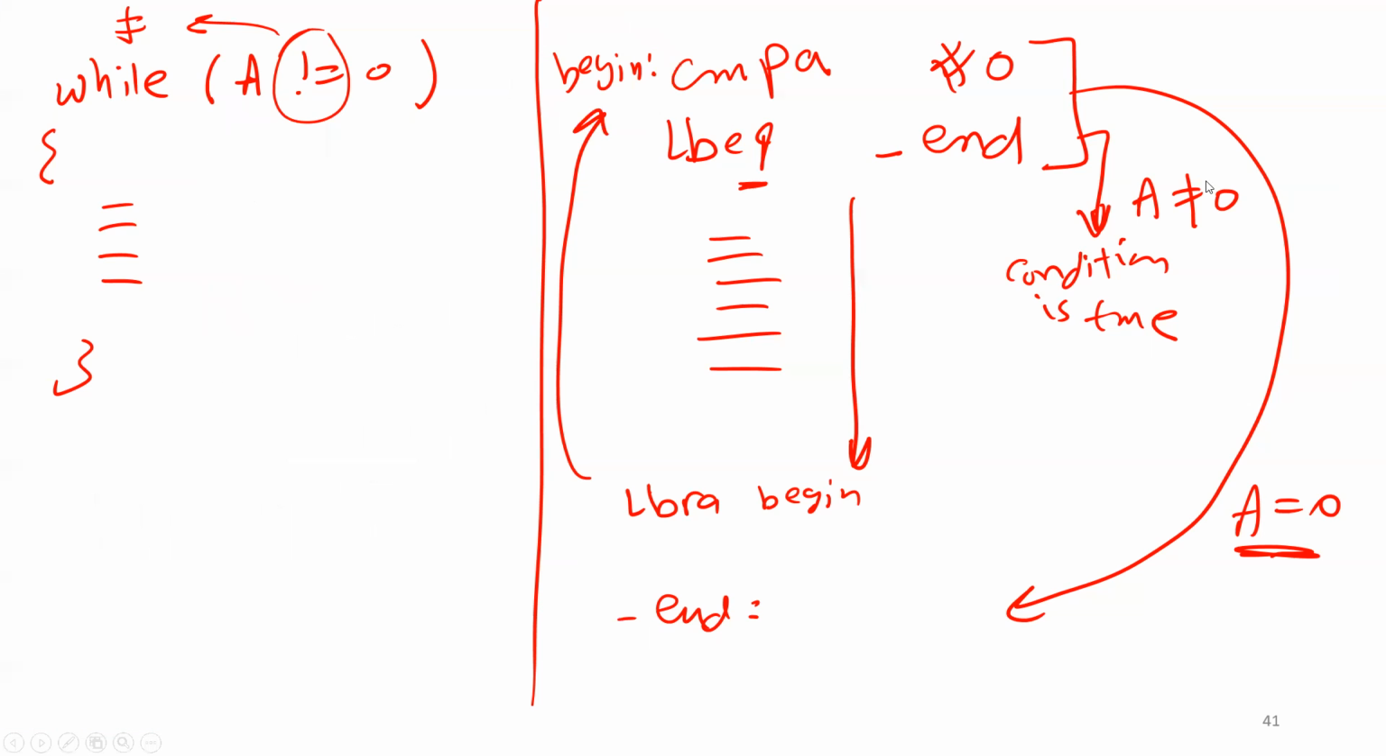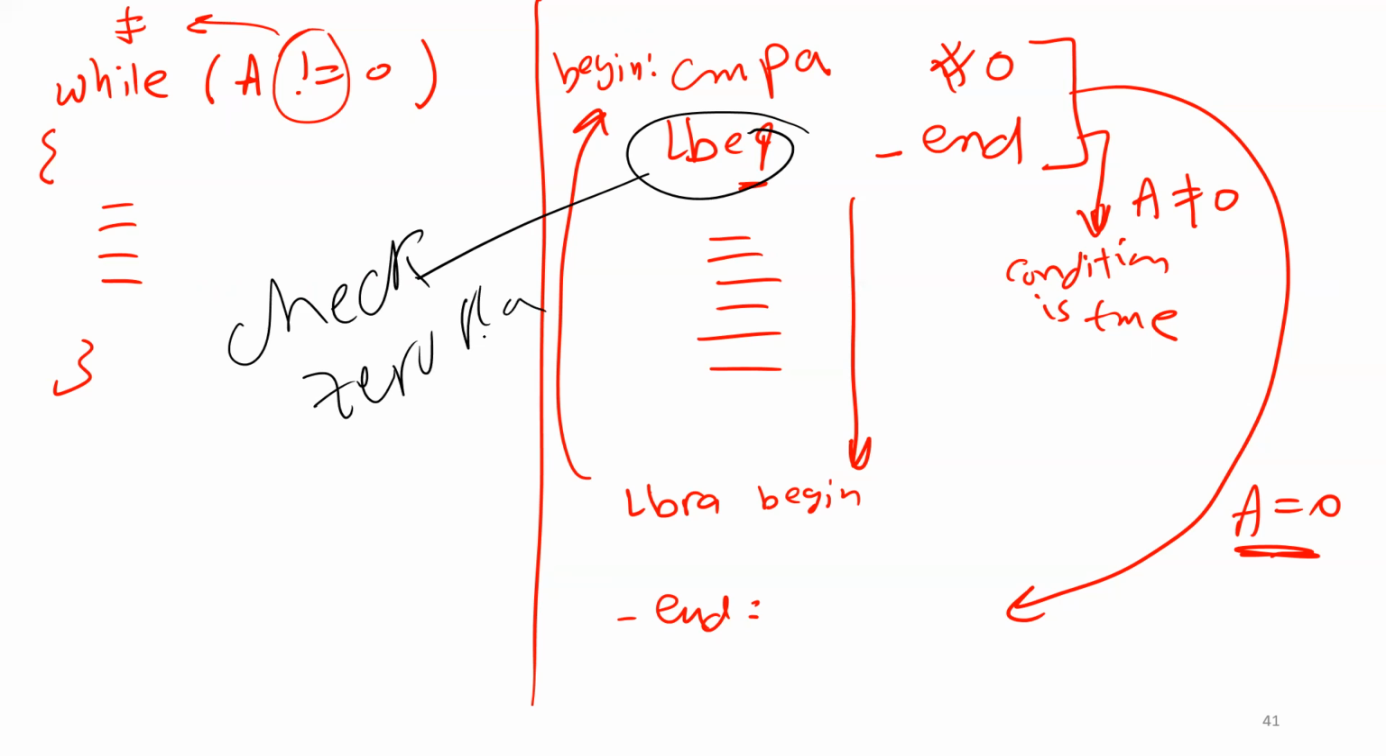Okay. Yes. Is the compare to 0 redundant in this case? Because doesn't the long branch equal check the 0 flag? Okay, look here. This one, yes, this one is gonna check the 0 flag. Yes, you are right. But before I check the 0 flag, I have to set the 0 flag first. You got what I'm saying?